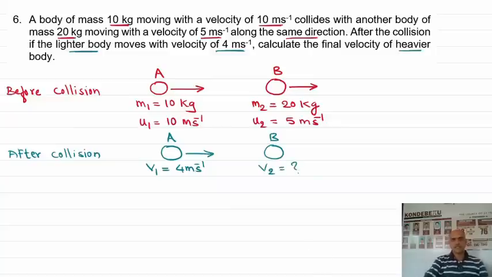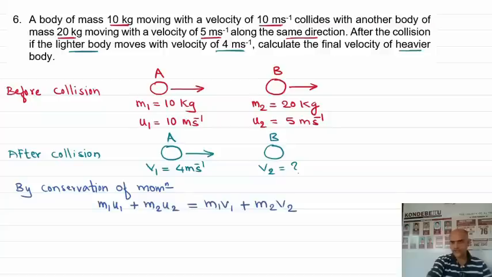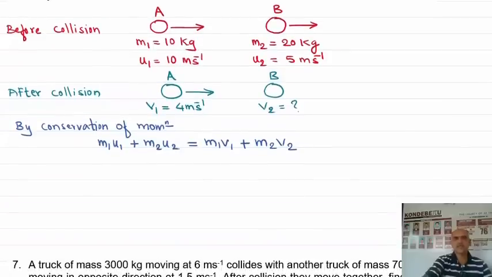Now, collision is based on conservation of momentum. So by conservation of linear momentum, initial momentum is equal to final momentum, that is m1 u1 plus m2 u2 is equal to m1 v1 plus m2 v2. Now substitute the values, you will get v2. If v2 is positive, it is in the same direction as that of A. If negative, it is opposite to that of A.